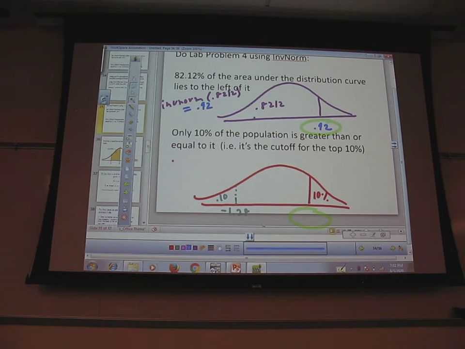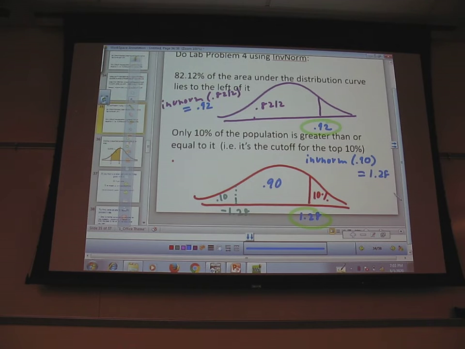Otherwise, what you probably should have done was say, well, if this is 10%, what percent is over here? 90%. In other words, 0.90. So you do inverse norm of 0.90, and you would get 1.28.